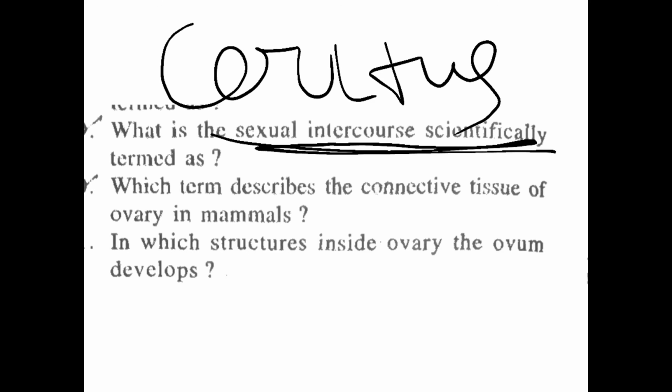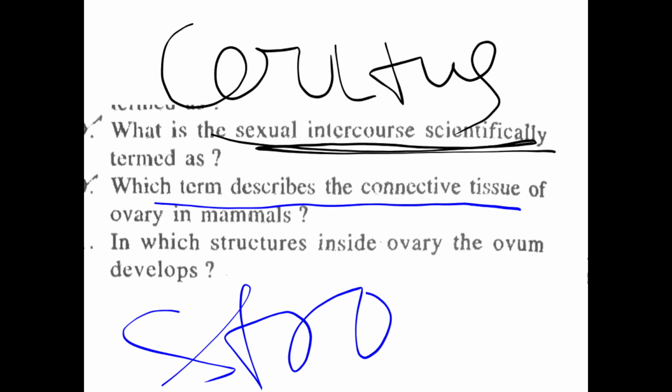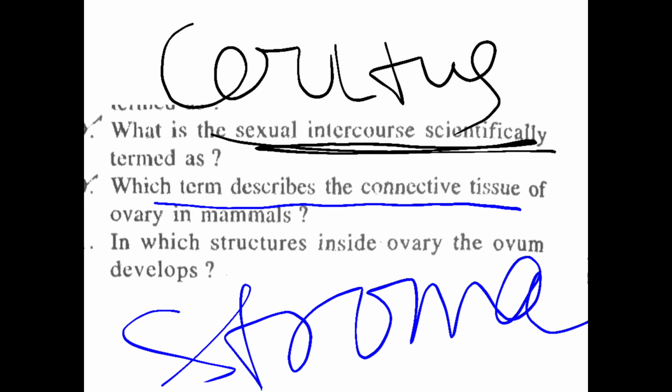Then what term describes the connective tissue of the ovary in mammals? Connective tissue of the ovary, stroma. Very simple, stroma.